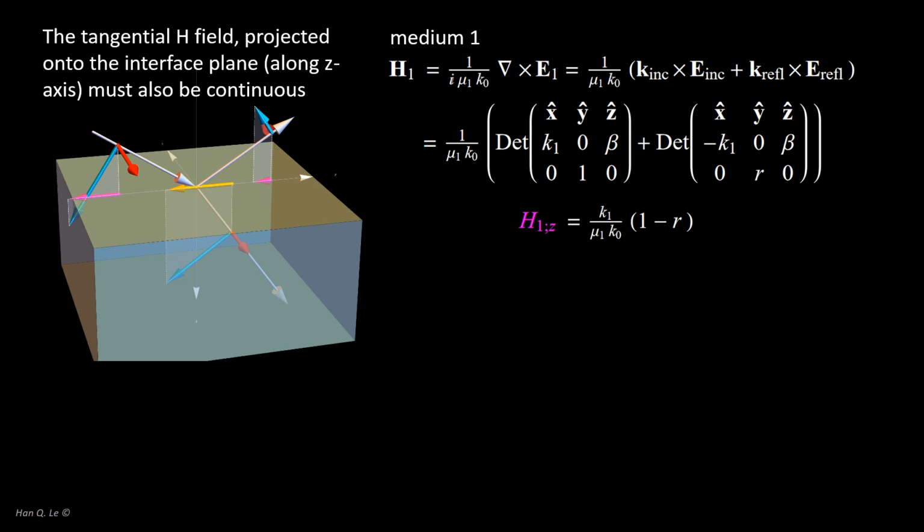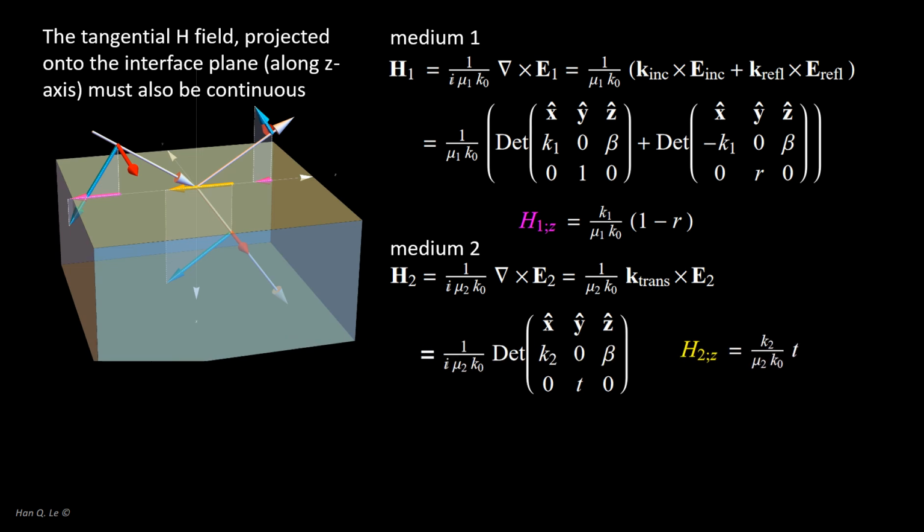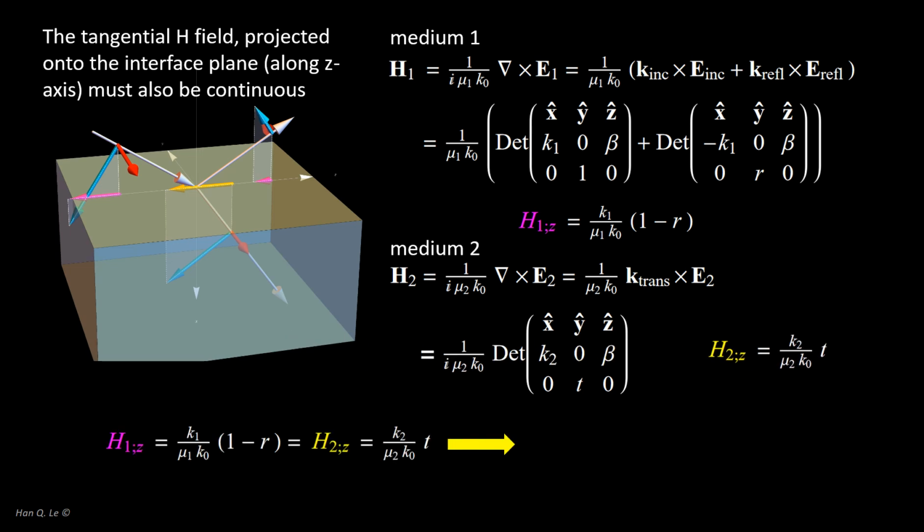On the vectorial graphics, applying the right-hand rule of E cross H equal to k shows that the relative alignment of H tangentials of the incident and reflection waves cannot be the same as that of E fields, and vice versa. For the transmission wave, the result is straightforward. It is just T, multiplied by a factor. Together, applying the continuity condition leads to a simple linear equation.